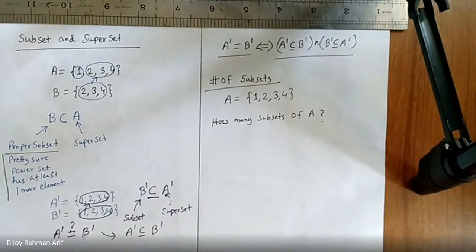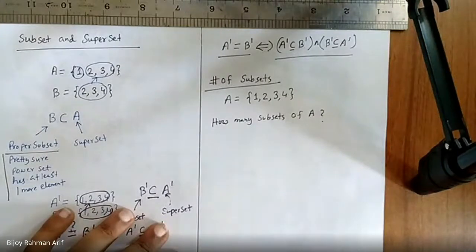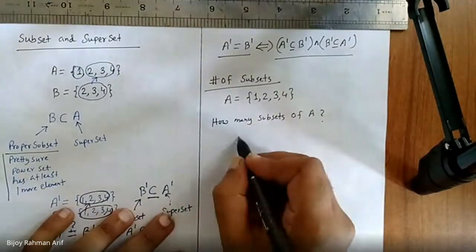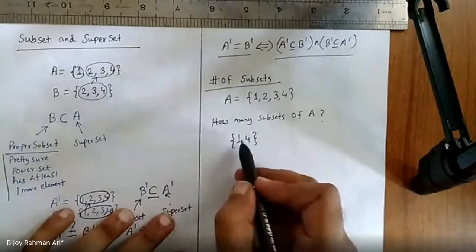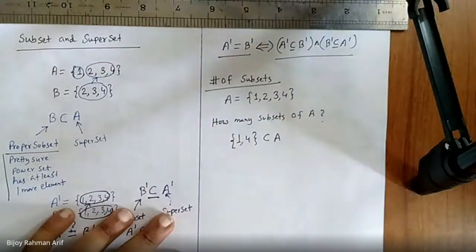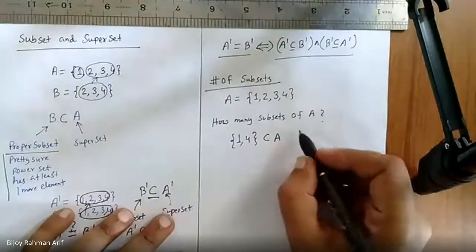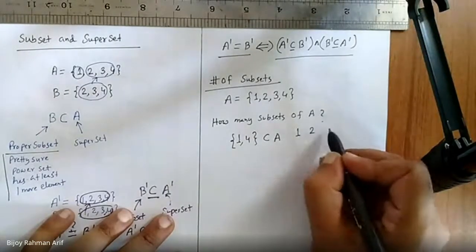Can you prove that it has 16 subsets? Okay. Can you tell me one subset of this? Itself. Let's take {1, 4}. Definitely it is a subset, right? Because 1 and 4 both are inside A. It is a subset of A. Do you agree with me or not? Yes, sir. Now, how many elements are there in A? 4. 1, 2, 3, 4.